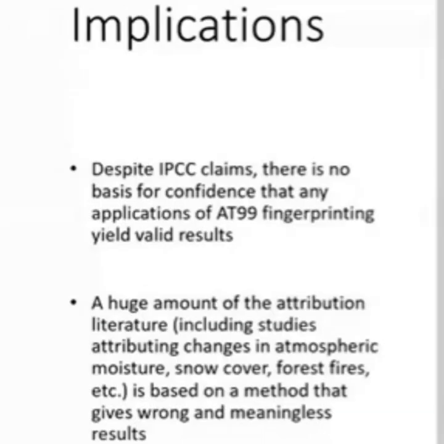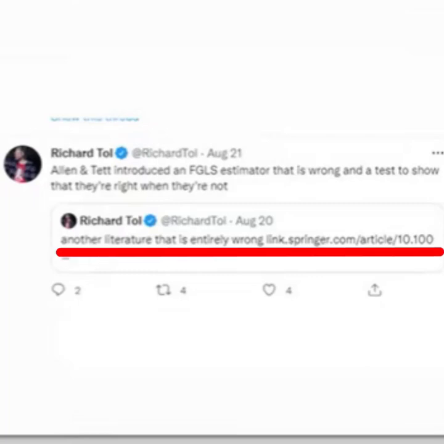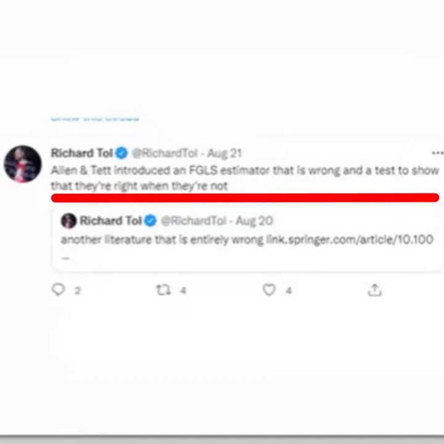So what are the implications? The implications were summed up very briefly by my colleague Richard Tol, who's one of the best-known climate economists in the world. He summed it up by saying, "another literature that is entirely wrong." He was referring there to the attribution literature that's dependent on the Allen and Tett paper, and then elaborated on that by saying, "Allen and Tett introduced an FGLS estimator that is wrong and a test to show that they're right when they're not." And that pretty much sums it up.